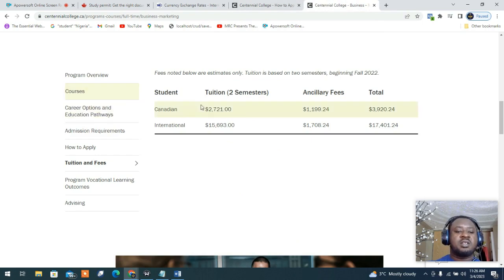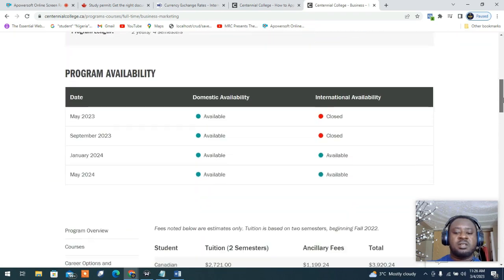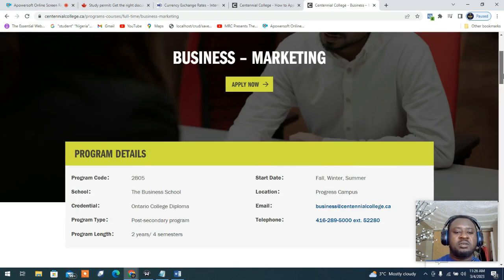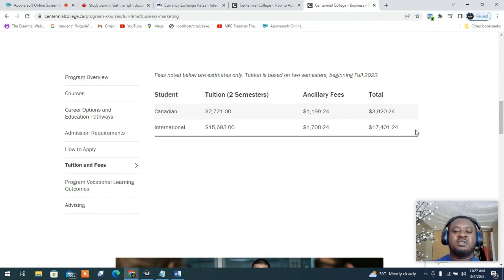So now this is a business marketing course. The fee for Canadian students, you can see how cheap it is. For the international student, it's $17,401.24. This is for 1 year. If you go down, I think it's a 2 years course, if I'm not mistaken. Yeah, 2 years course, 4 semesters. So you can see that this one is for 1 year.